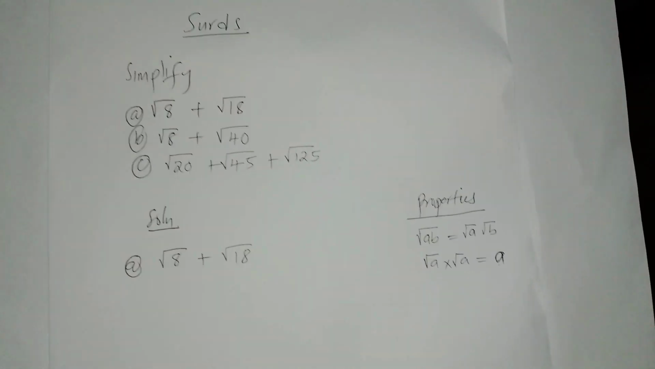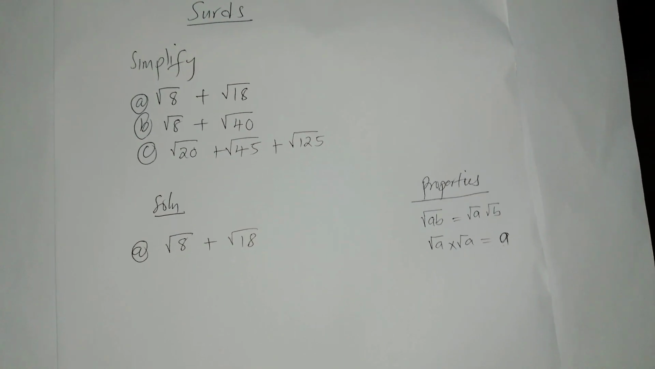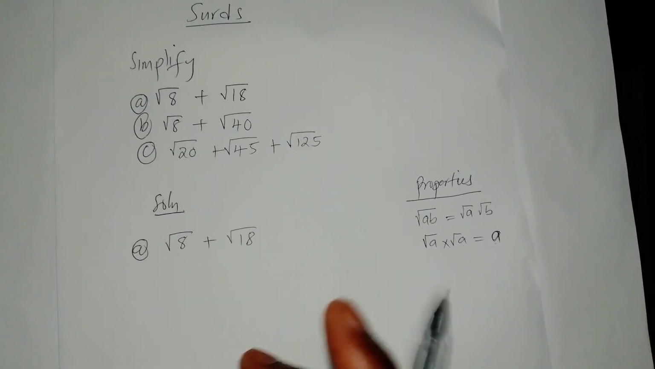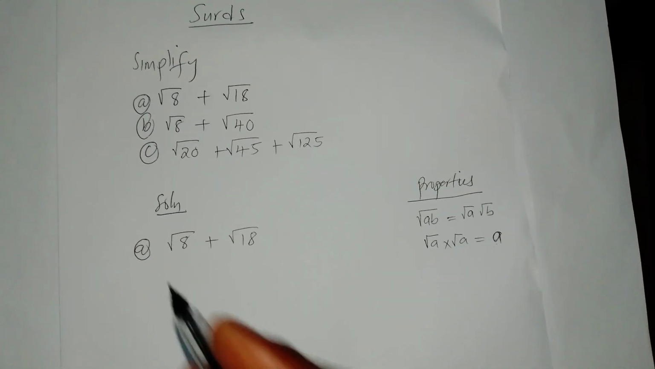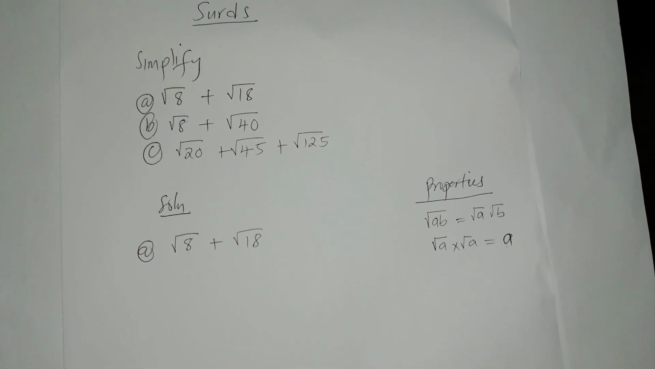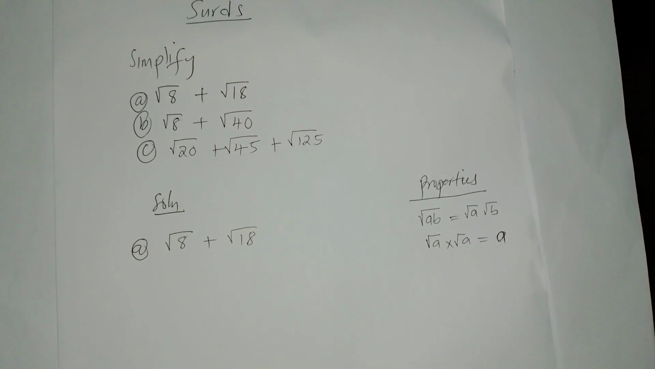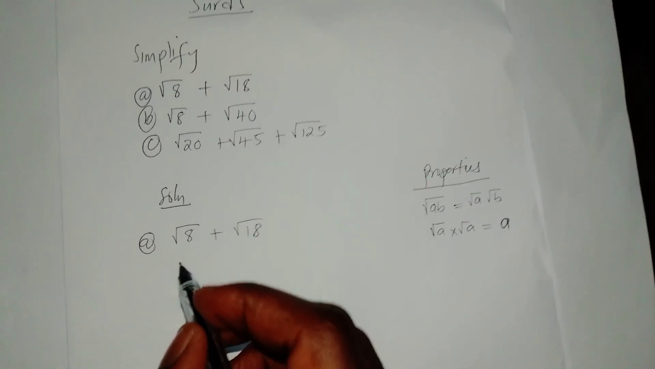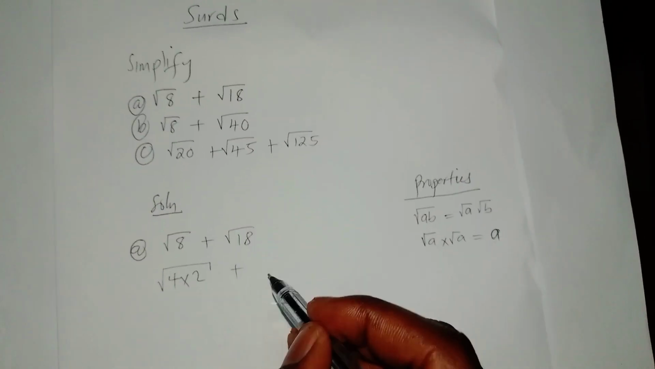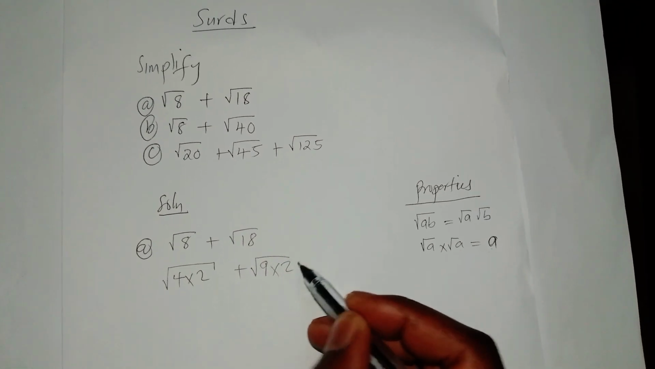Let's start with part A. We are looking at how we can simplify root of 8 plus root of 18. Think of two numbers that you can multiply, one of which should be a perfect square, such that you get 8. That is very simple: 4 and 2. Then with 18, you think of 9 and 2.